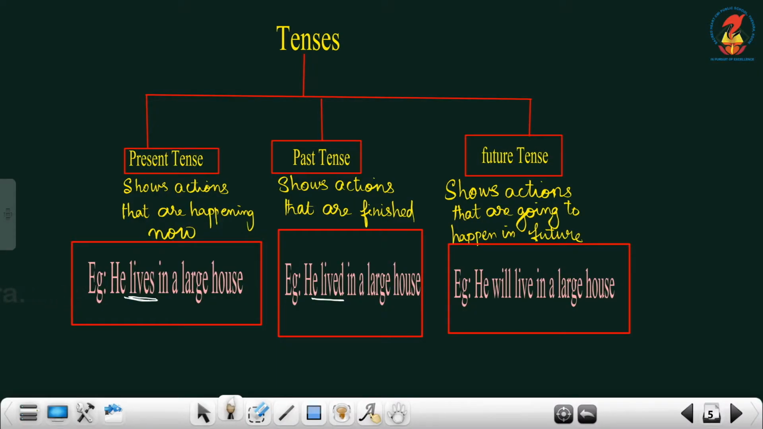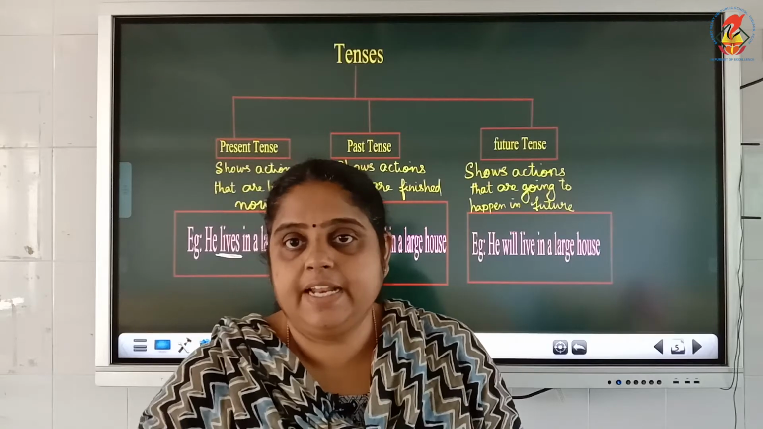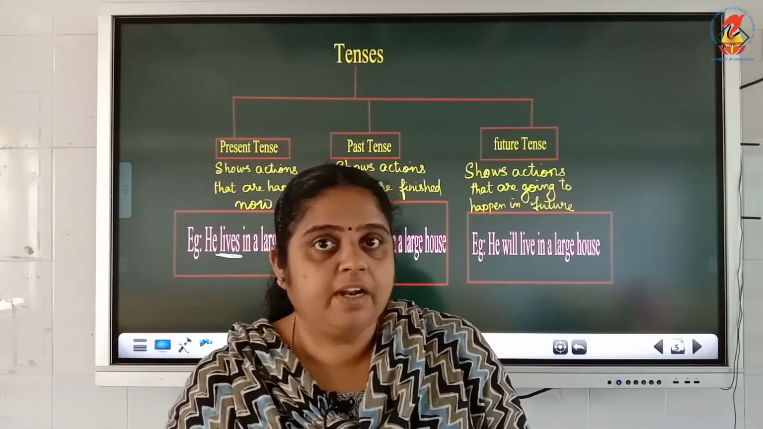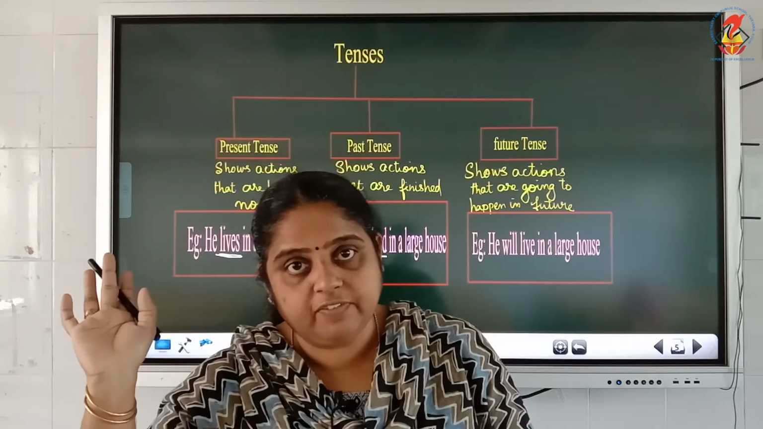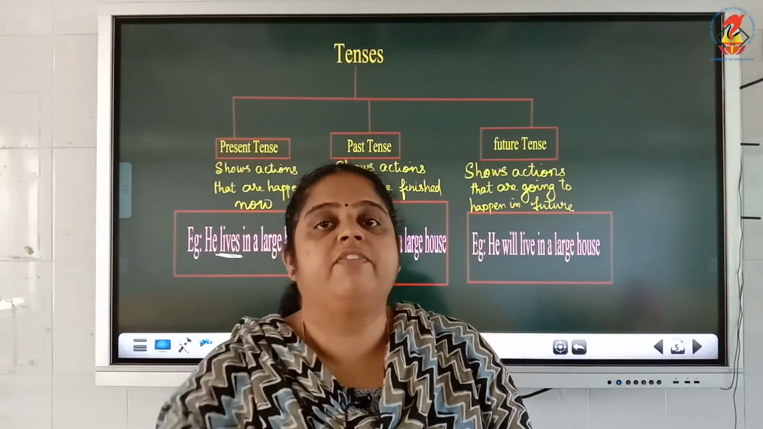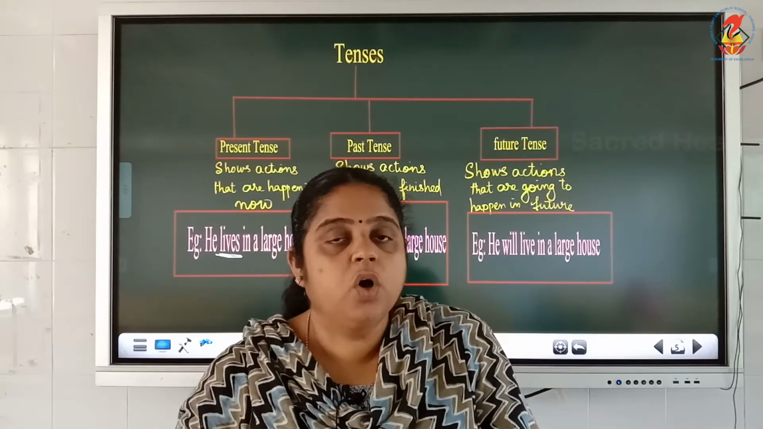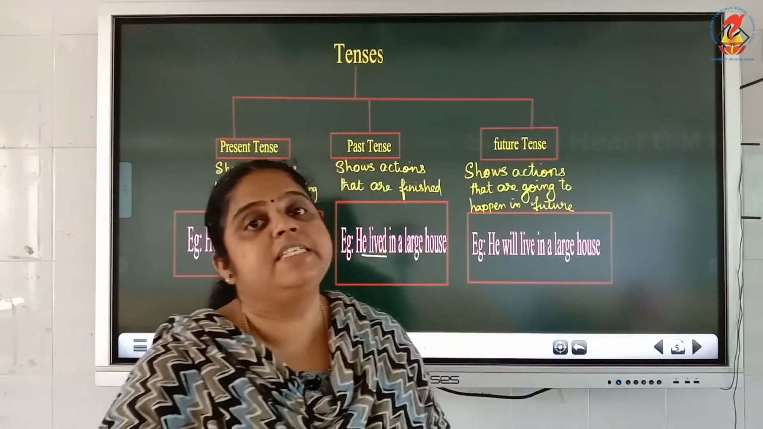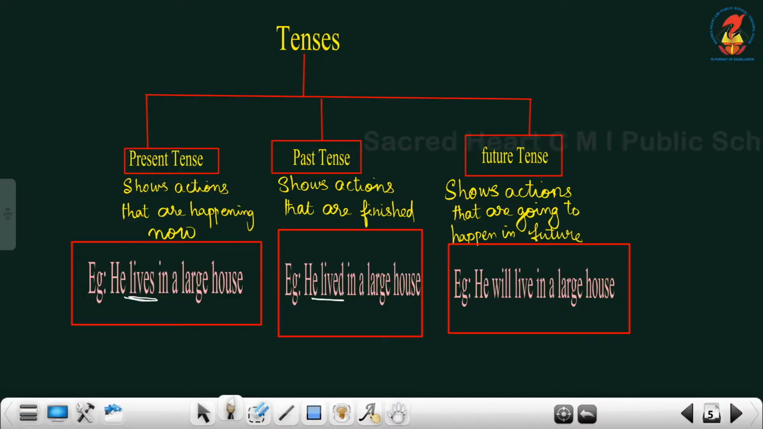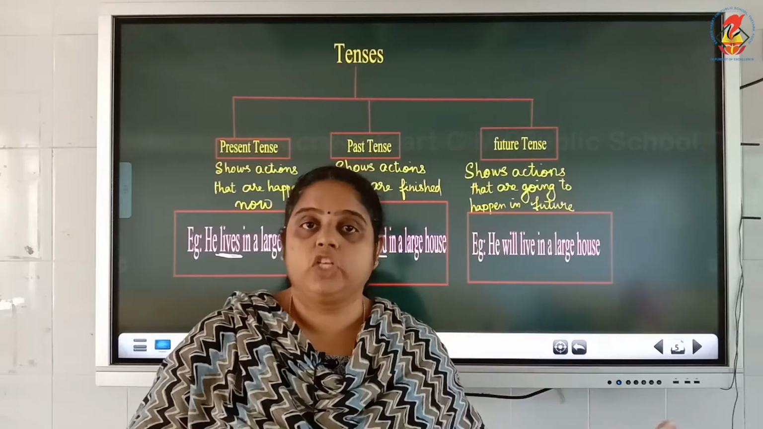He will live in a large house. That means now he is not living. In the past he was not living. He was going to live in a big house in future. Okay. So, these are the three different tenses. Present, past and future tense.